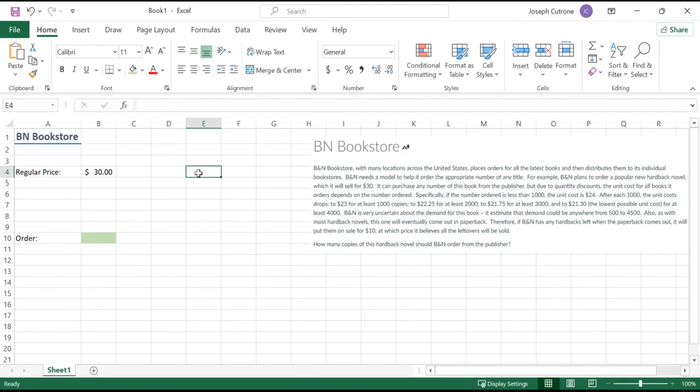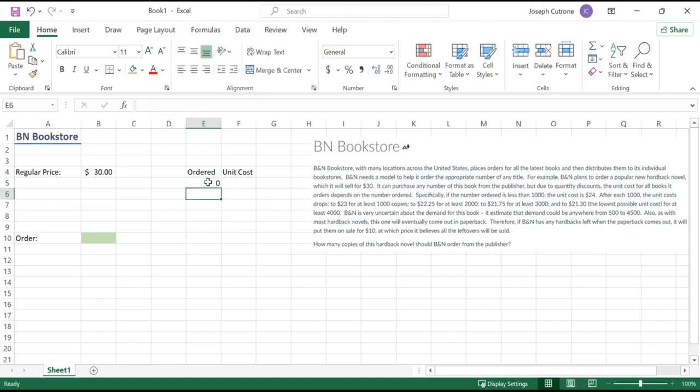Then we have this table for costs for ordering. Put that over here on the right. If the number ordered is less than 1,000, the unit cost is 24. Keep track of how many are ordered, and then the unit cost. Pay attention here, this is important. Even though it says less than 1,000, the cost is 24. If I buy 1,000, the cost is not $24. I have to buy less than 1,000.